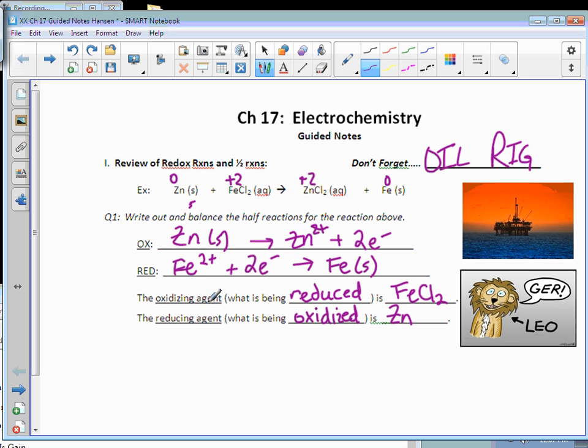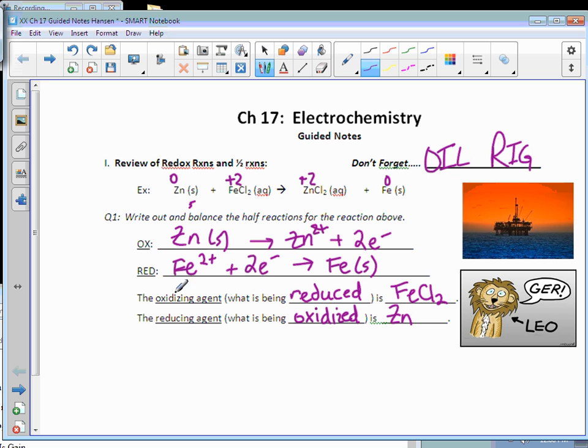Little terminology that I know you guys don't like too much. The oxidizing agent, that's what's going to cause something else to lose electrons, is what's being reduced. Because by being reduced, by gaining electrons, you took it from somebody else. So therefore, you caused something else to be oxidized, or you are the agent of oxidation. So usually you would say the whole substance, not just the iron 2+. The iron chloride, the whole thing, acts as the oxidizing agent.